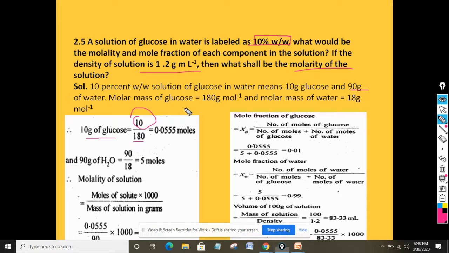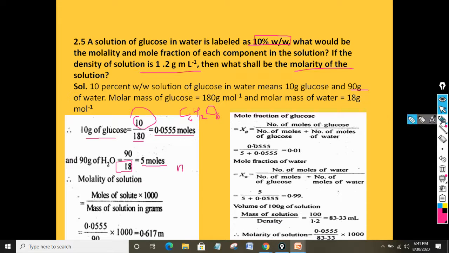which is 180, glucose is C6H12O6. So the answer is 0.0555 moles. And for 90 grams of H2O, 90 upon 18 is the molar mass of water for 2 hydrogens and 1 oxygen, which gives 5 moles. So molality of the solution is number of moles into 1000 divided by the mass of solvent in grams. 0.0555 upon 90 into 1000, which gives 0.617 molal.